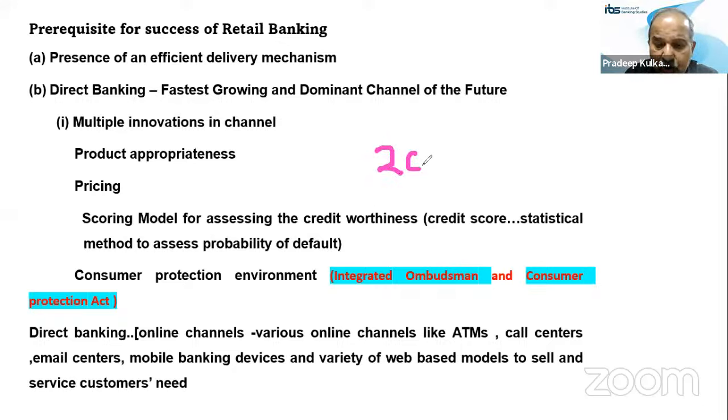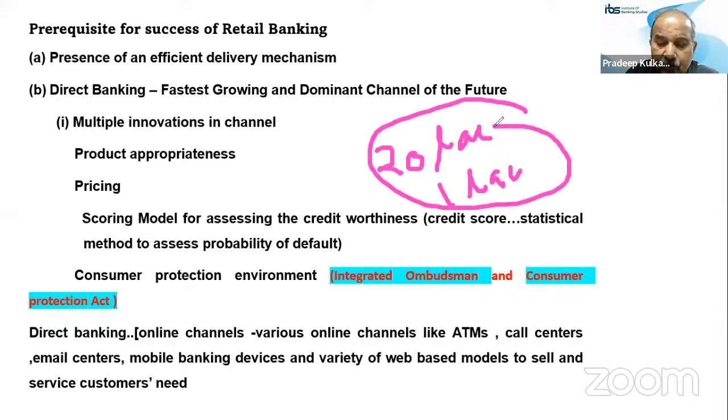The maximum amount for which the award is given by the RBI Integrated Ombudsman is 20 lakhs, and 1 lakh for mental agony, harassment, and cost. So 20 plus 1 lakh is the amount for which the complaint award can be given by the Ombudsman. These are the 5-6 important elements. Make a note of it.